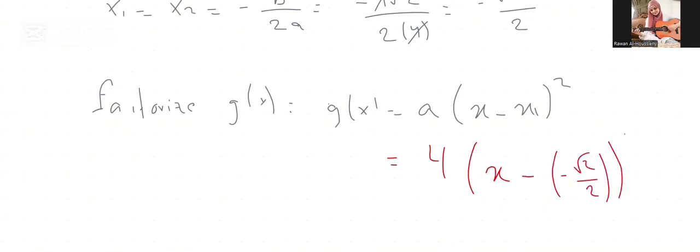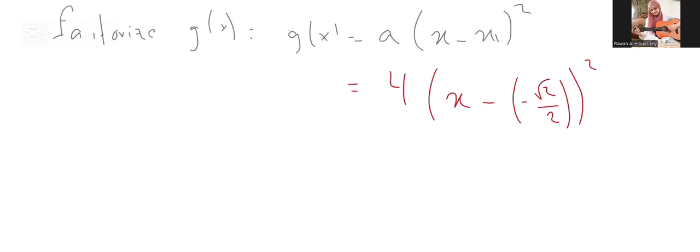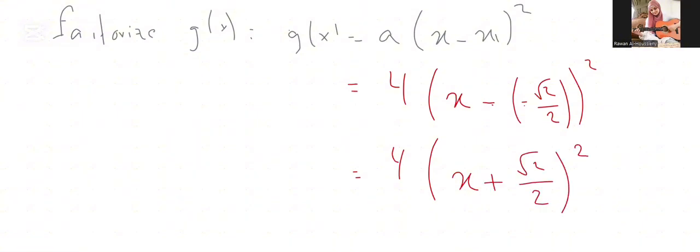So let's fix its form now. We will get the expression 4 multiplied by x minus minus, which gives us plus radical 2 over 2, all of it squared. So this is the factorization of g of x.